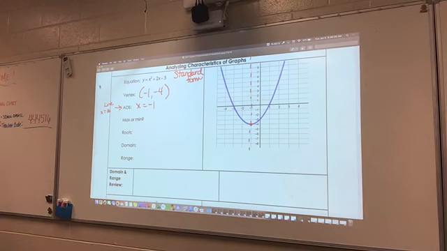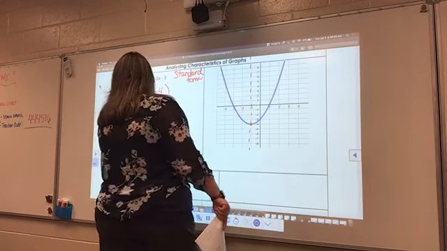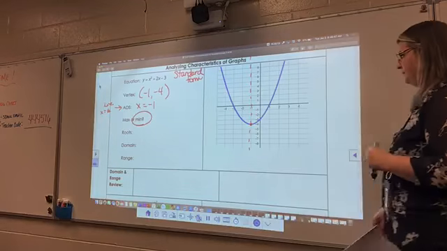Is it a max or min? It's a min, right? Because it's concave up. So that's your lowest point. That's your minimum point. Your vertex is going to be your minimum point there. So this is definitely your min. Very good.